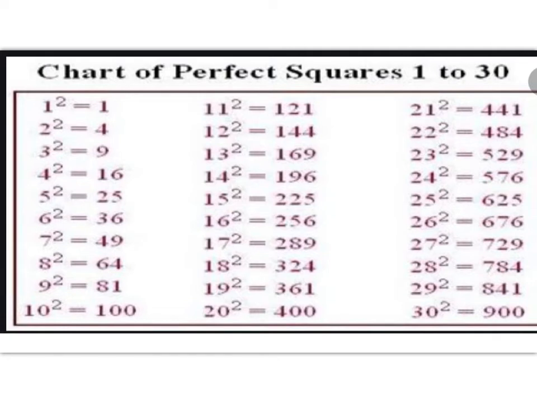So here's a chart of perfect squares from 1 to 30. These are numbers that you should memorize if you're in the 8th grade. At the beginning of your 8th grade year, you should have memorized your perfect squares up to 15. And by the end of your 9th grade year, you should probably know them out to 30, because these numbers are used a lot in a lot of problems, especially when it comes to science. You'll be dealing with perfect squares.